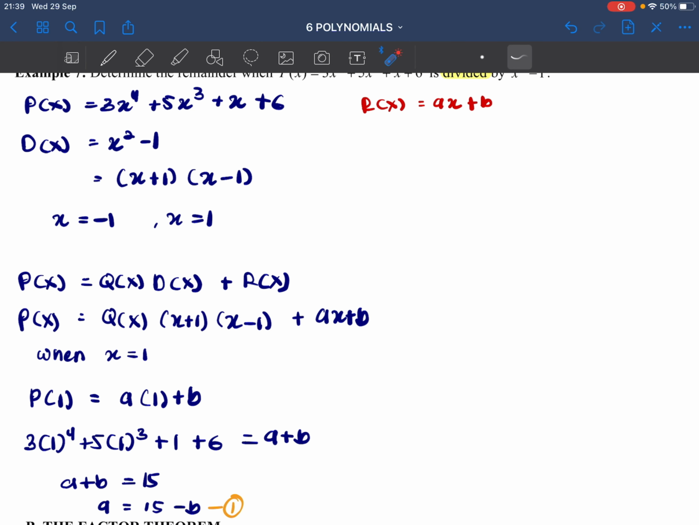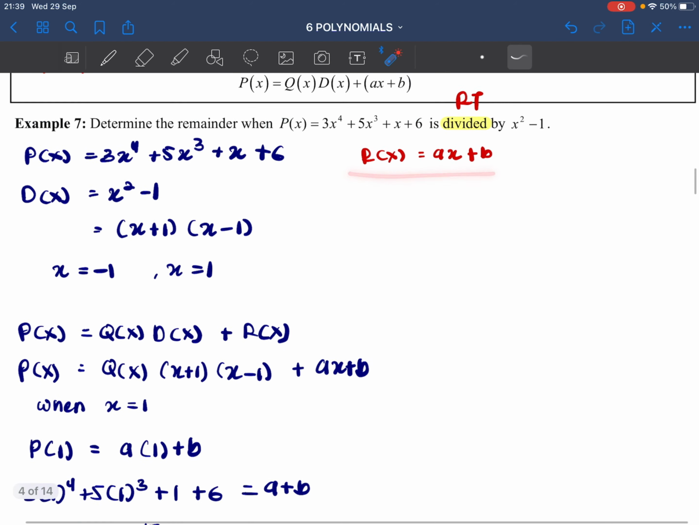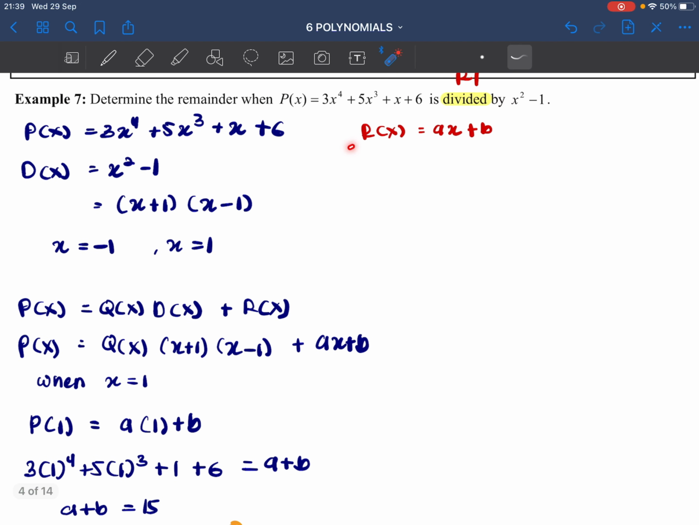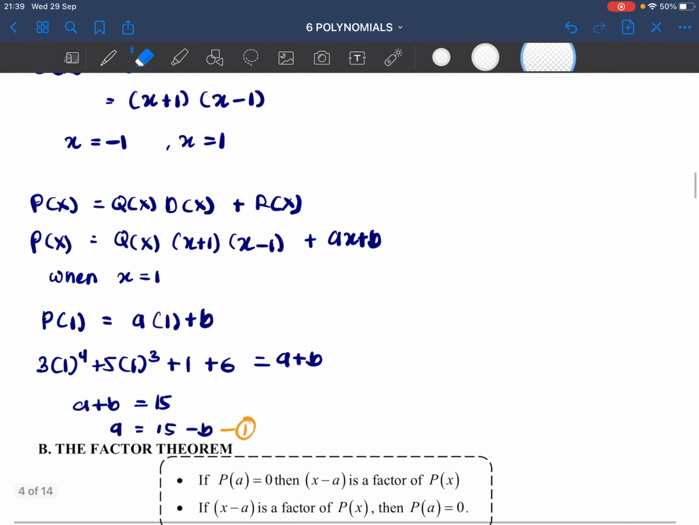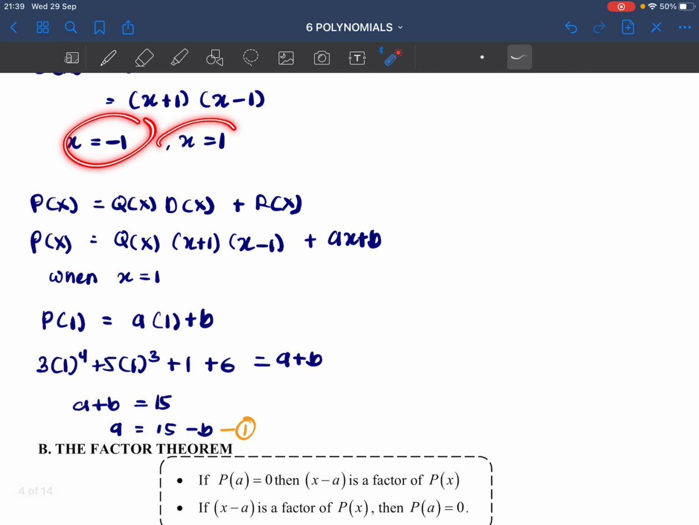Okay, so ini sebenarnya tak perlu buat lah. So you know that when your divisor is a quadratic, your remainder is supposed to be linear. Okay, mesti kena linear. So by using the remainder theorem, your R(x) is supposed to be ax plus b, if your divisor is a quadratic. Okay, so now let's proceed to the other root, which is x equals negative 1.